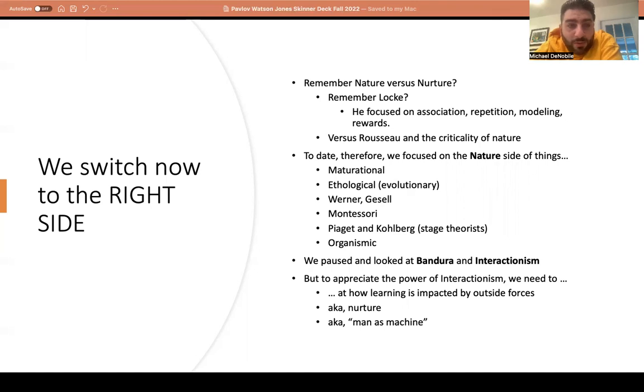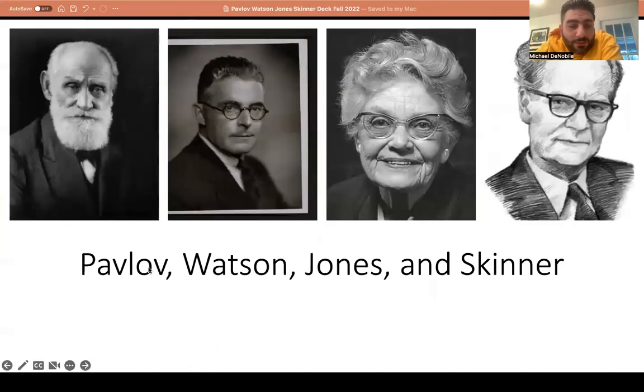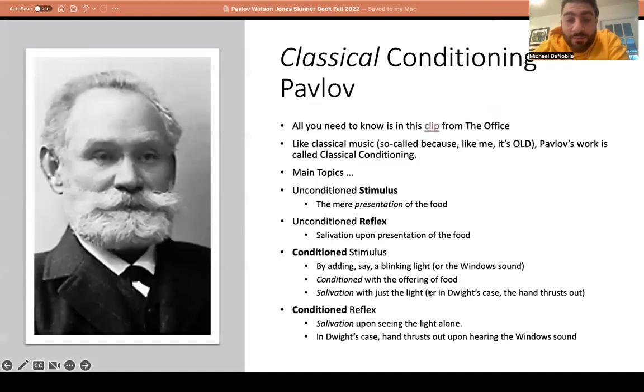So here we go. I like looking at these theorists. This is like our second garage band. Our first garage band were the ethologists. These are our behaviorists. Pavlov, Watson, Jones, and Skinner, all going from left to right. If this was a real rock band, I think they would play awesome music. So here we go.